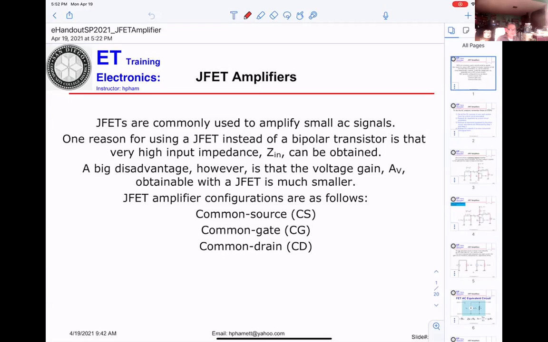And a JFET can be configured as follows: common source, common gate, and common drain. Same thing like the bipolar. With a bipolar transistor you also get basically 3 types of amplifier: common emitter, common collector, and common base.